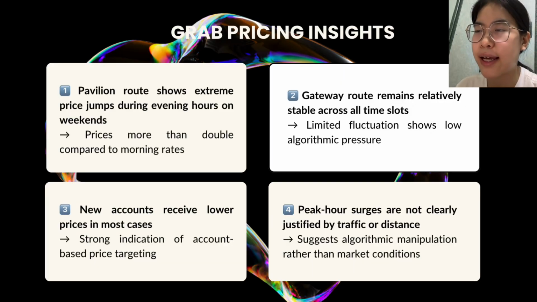Our data shows 4 key insights. First, Pavilion fares spike sharply on Saturday evenings, while Gateway stays stable. Second, new accounts often get lower prices than old ones, suggesting account-based price targeting. Third, price jumps are not always tied to traffic or distance. This may reflect algorithmic pricing manipulation, not just supply and demand.